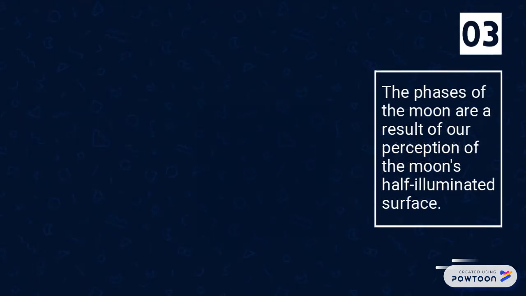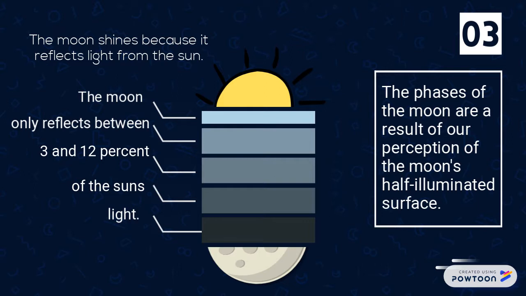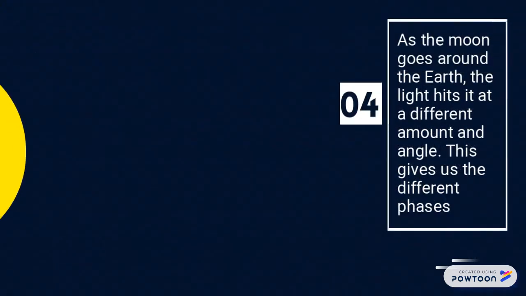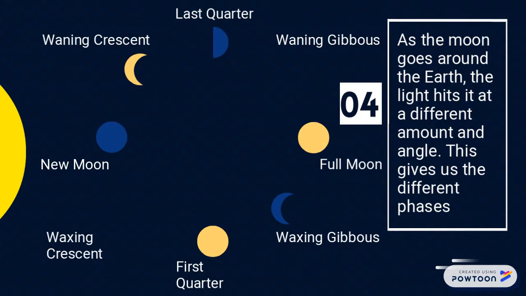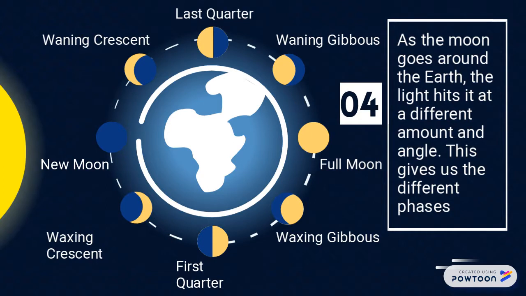The phases of the moon are a result of our perception of the moon's half-illuminated surface. The moon shines because it reflects the sun's light, but it only reflects in between 3 and 12% of the sun's light. As the moon travels around the Earth, the sun hits the moon at a different angle with a different amount of light. This gives us all of the different phases of the moon that we see with our eyes.